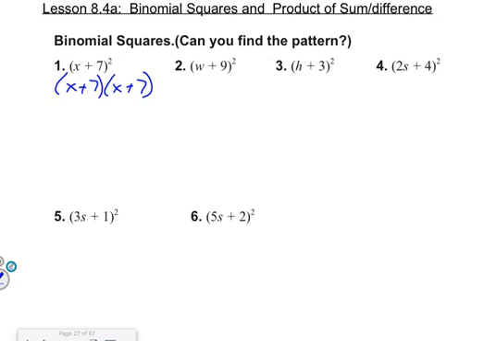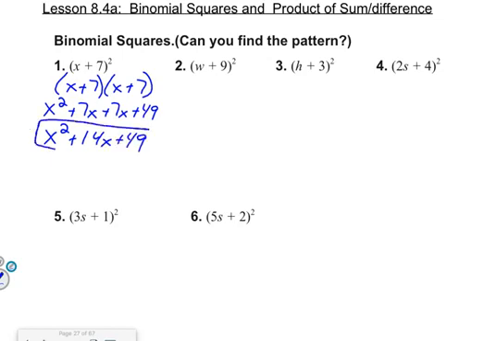Once I write it this way, give me a wild guess on what you think we should do next. Say it loud so everybody can hear you. FOIL. Okay. Alright, so help me out. What's the first times the first? Outsides? Insides? And last? 49. So now if I combine them, I get x squared plus 14x plus 49.